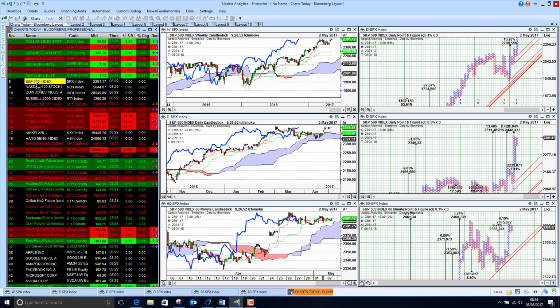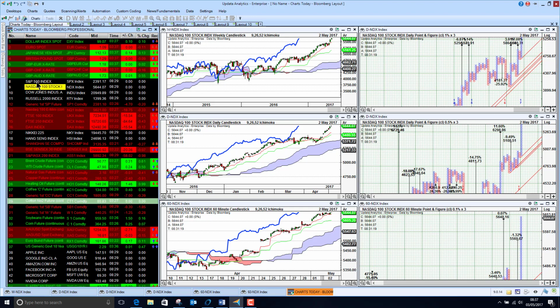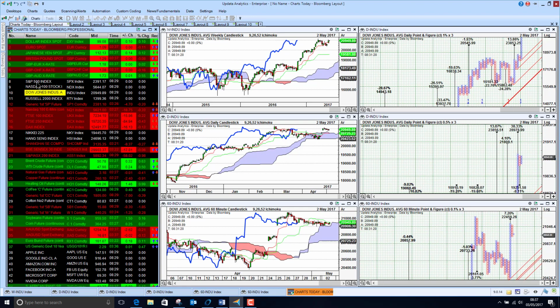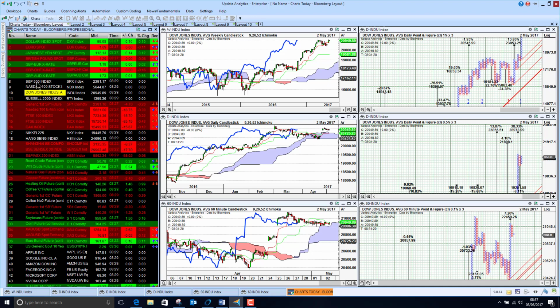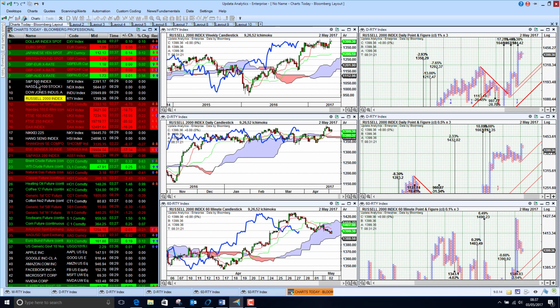The S&P 500 is bullish above the cloud on all three time frames, which is still not breaking this 2400 level, but we're very close to it at 2391, so 9 points away. Looking at the Nasdaq, the Nasdaq 100 is continuing to run, so this is the most bullish looking index of them all. The Dow is bullish above the cloud on all three time frames, but again just struggling to break that 2100 level. And the Russell 2000 again just struggling to break out, although we've had a good run in April.